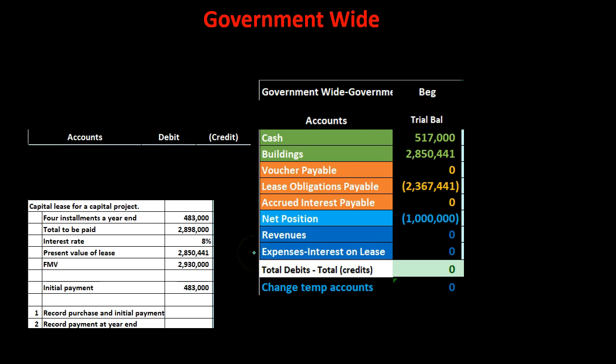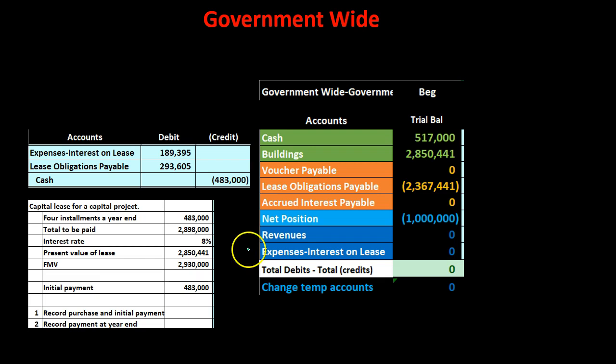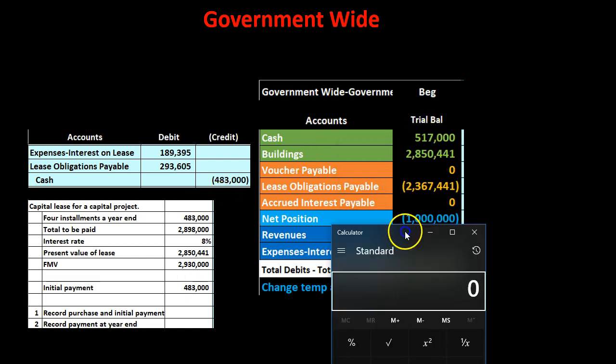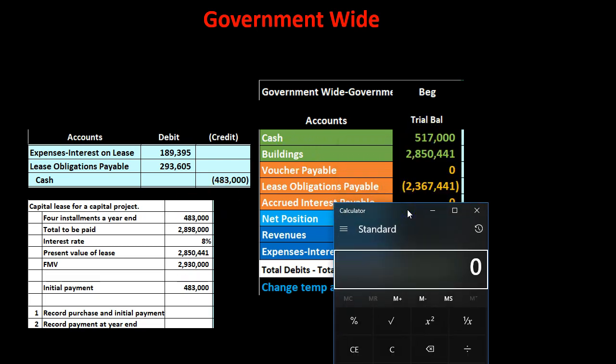And then we are, of course, going to have some type of interest related to this as well. So if we look at the transaction, we're going to say cash is decreasing. We're going to pay down the lease obligation, and then we have the interest. So you'll recall that the amount we're paying is the $483,000. Then we want to see, well, what's going to be the interest portion of it? It's going to be 8%. So we're going to say that we have the 2,367,441 times 0.08. That gives us the interest of $189,395. So the cash being paid minus the interest portion is going to be the decrease in the lease obligation.